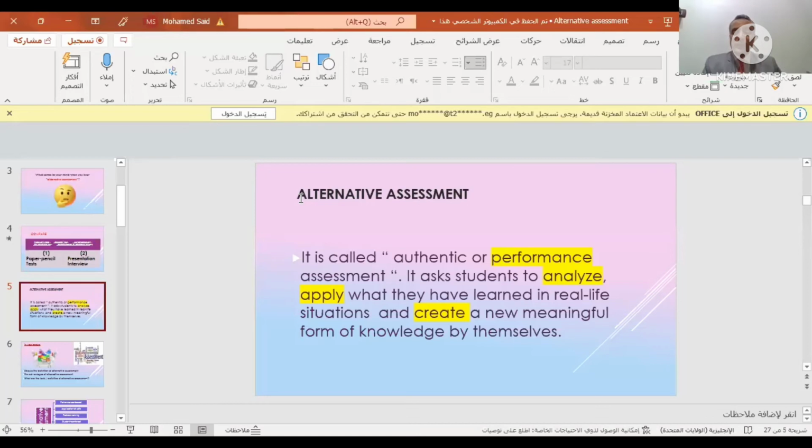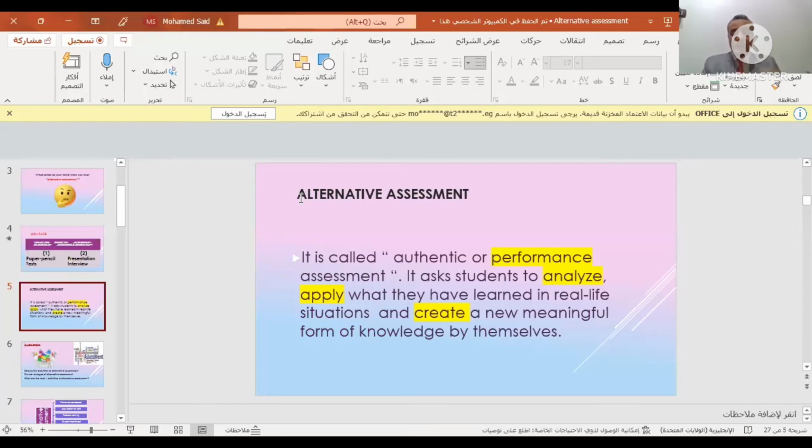They are just writing and telling us that they know the verb and the noun and the adjective, but they are not using it in a real life situation. So from all that we have said, let's put a definition to the alternative assessment. Let's read that definition. It's called the authentic or performance assessment.